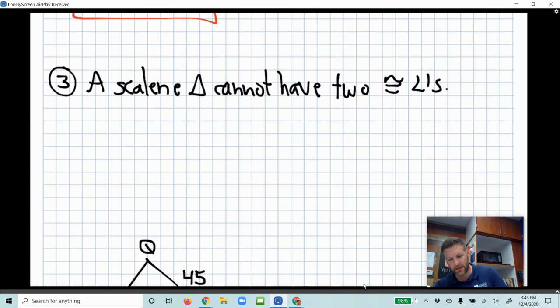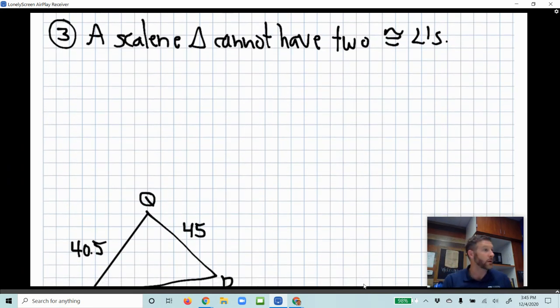Alrighty, and then that takes us to number 3. So number 3, we're actually solving 2 problems out of the book. Page 336, number 2 and 4. Number 2 is actually an indirect proof from the book. It says write an indirect proof of each statement, which says a scalene triangle cannot have 2 congruent angles.